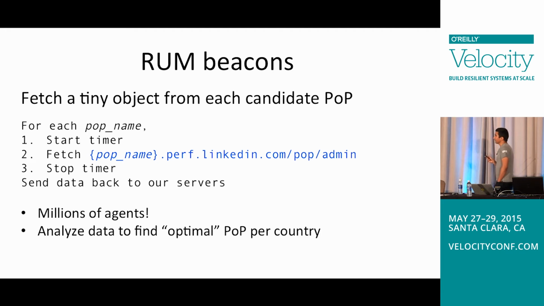Once we do that, we have interesting data now. We have millions of agents, as I was saying. You have your own real users as your agents doing your measurements. And then what you can do is you can analyze the heck out of that data to find very interesting opportunities of optimization. You can basically analyze the data to find what is the optimal POP per country. Is India better to go to Singapore overall or to Dublin?